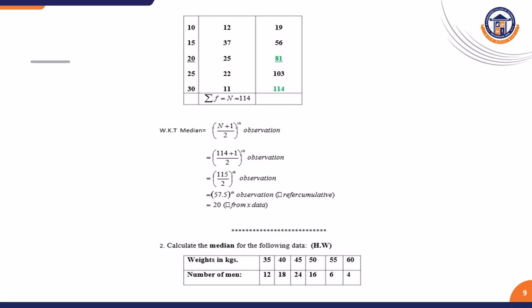This 57.5 lies between 56 and 81. So we underline this 81, the upper term, which is the maximum value. So here the corresponding x value is called the median of the discrete frequency distribution. Here another example is given.